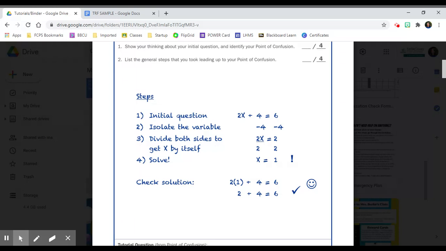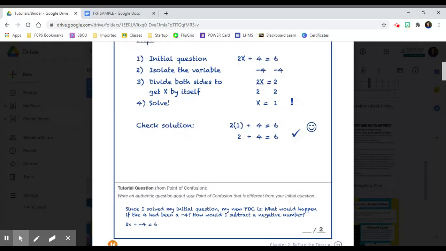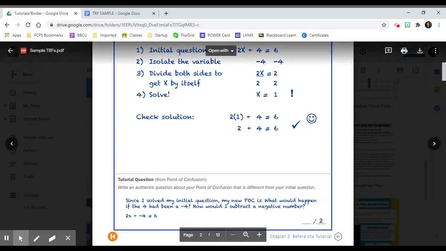Oh, hey, I was actually able to solve it. And I checked it. I'm confident in my answer. So even though I solved it, I can still keep this a TRF. So here's an example of if they solve their problem by working through it with a TRF, they can go beyond and say, since I solved my initial question, my new POC stands for point of confusion.